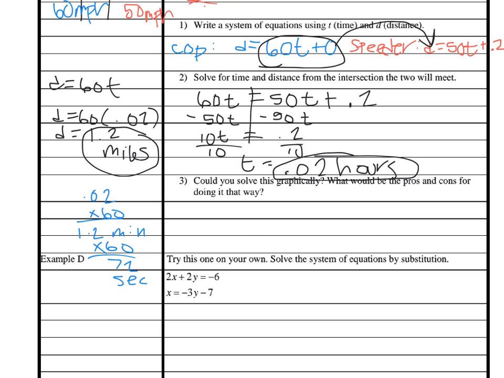Now the question we have next is, could you solve this graphically? What would be the pros and cons for doing it this way? So yes, we technically could solve it graphically. I would recommend something like Desmos if we're going to be graphing it, but it wouldn't be ideal because our y-intercept is not a whole number, right? It's 0.02. So yes, we could, but 0.02 is not a whole number. So our y-intercept is not a whole number, which would make it really difficult to graph our starting point.